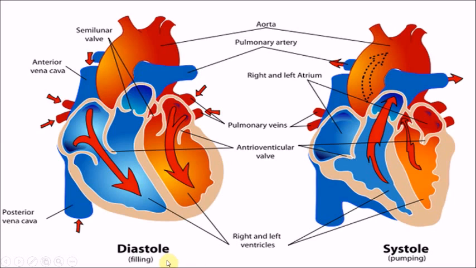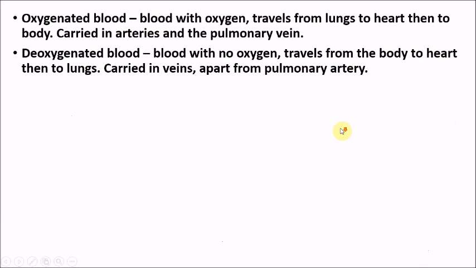Words here relate to whether the blood is filling and whether the blood is pumping. When it's filling, the blood will leak into the left atrium and then down to the left ventricle, and the same on this side into the right atrium and then the right ventricle. And then during systole, when it contracts, the blood is pumped out of the heart into the arteries.